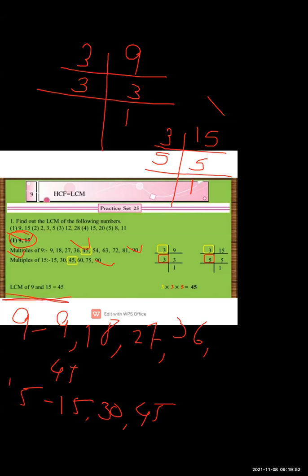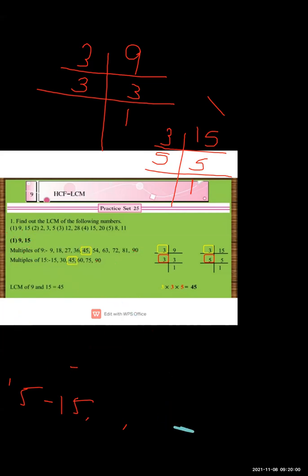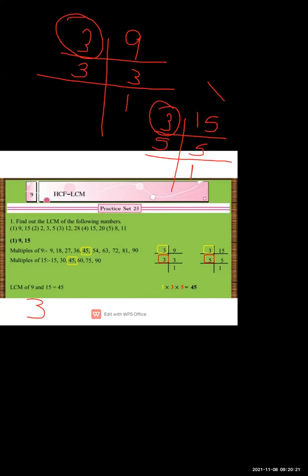Now the second method which we have done here. 3 is the common number, so we will first take out the common number, that is 3. Is there a next common number? No. So we will take the uncommon numbers also. Common number 3 we have taken first. If two numbers are common, we write it only one time.